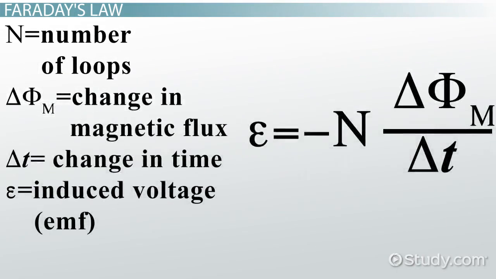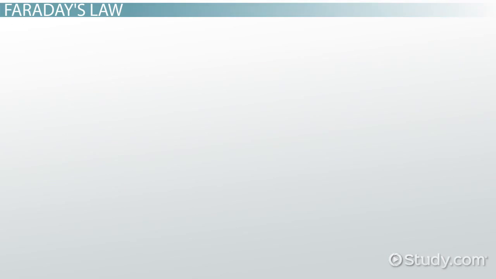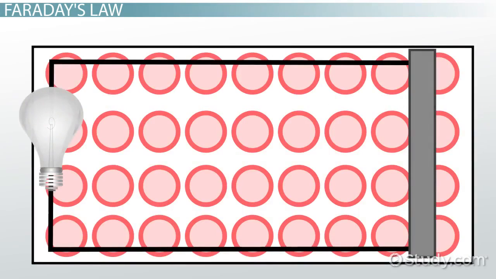N equals number of loops. Delta phi sub m equals change in magnetic flux. Delta T equals change in time. Epsilon equals induced voltage, also known as EMF. Epsilon equals negative N delta phi sub m divided by delta T. Faraday's law. How can the magnetic flux change?